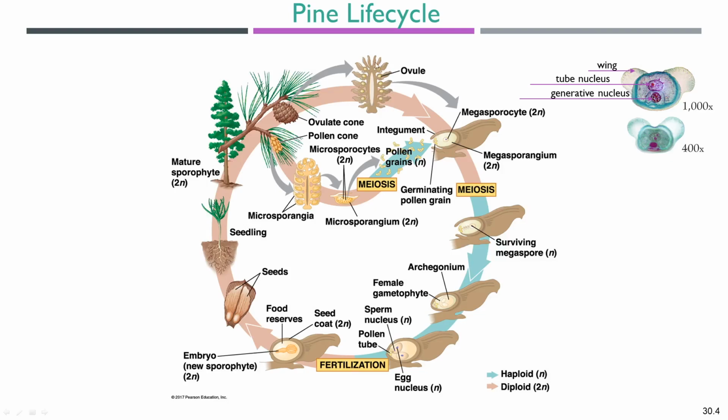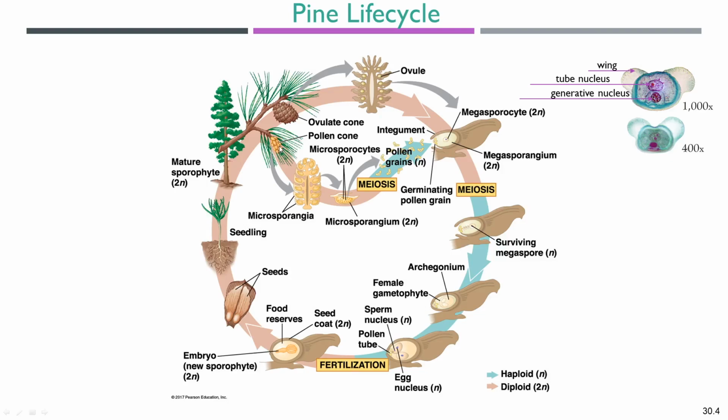Now, that's developing there, and when the ovulate cone is ready to accept pollen, each one of these little diamond-shaped structures housing the ovules will open up and expose the ovules to the air. And about that same time, hopefully, the pollen cone has pollen that is ready to be released.